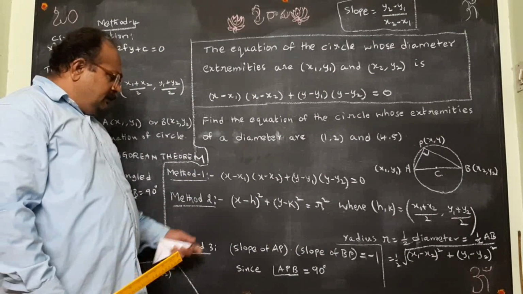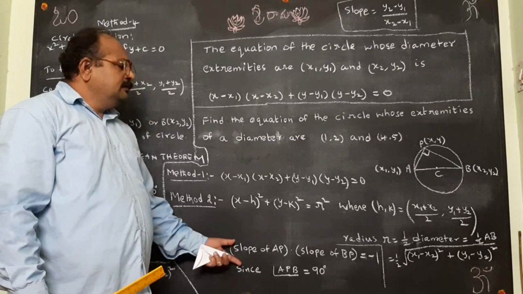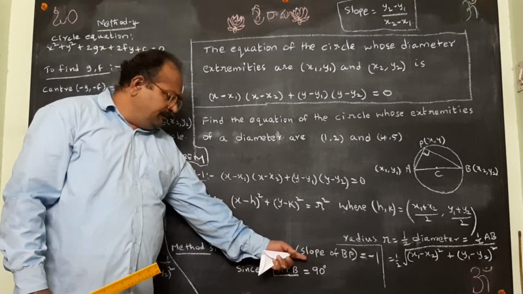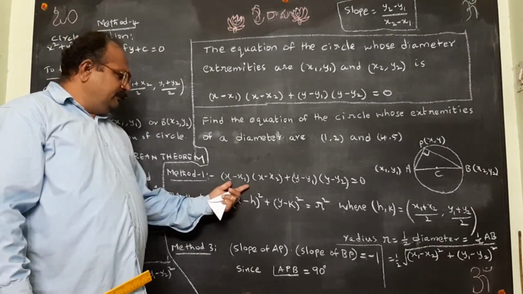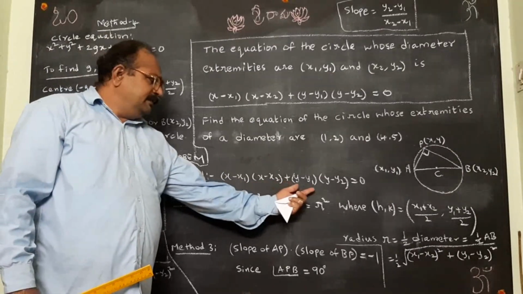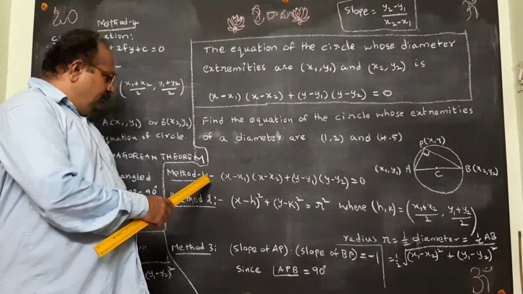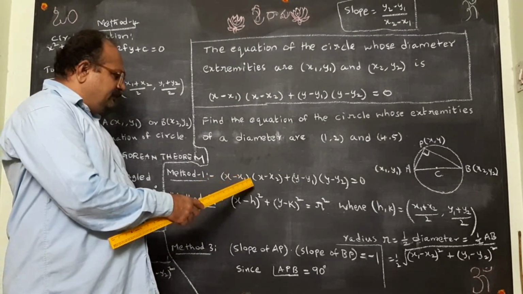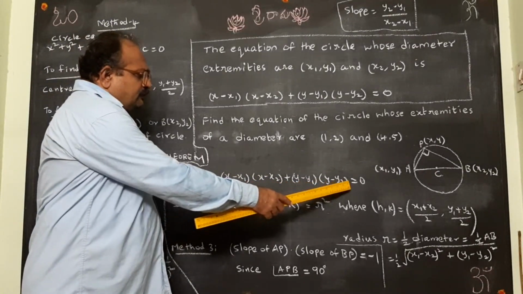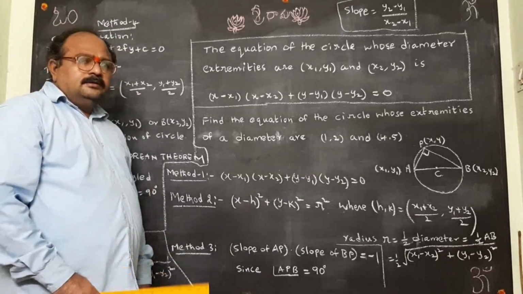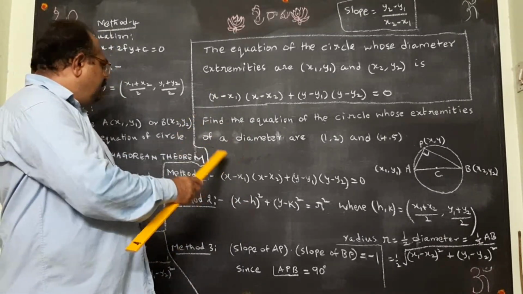So in fact, using this formula only, that is, slope of AP into slope of BP equal to -1, we have derived this equation: (x minus x1) into (x minus x2) plus (y minus y1) into (y minus y2) equal to 0. So students are advised to use this formula: (x minus x1) into (x minus x2) plus (y minus y1) into (y minus y2) equal to 0. But students can solve the same problem.